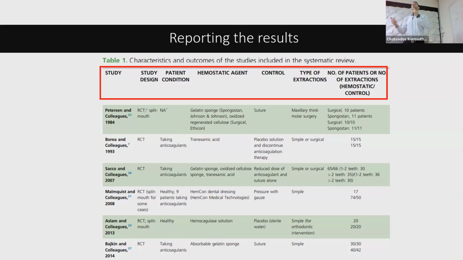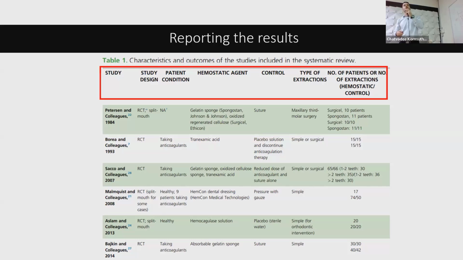Now here I am doing something about dental extraction and about hemostatic agents. So I decided to add the patient condition, which means do I have healthy patients? Do I have patients who take anticoagulants? Do I have patients who are taking antiplatelets? Anything like that. And of course, because my study is about hemostatic agents, I will report which hemostatic agent was used in that particular study.